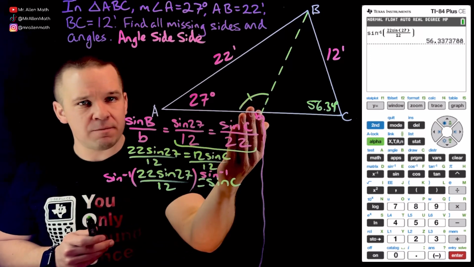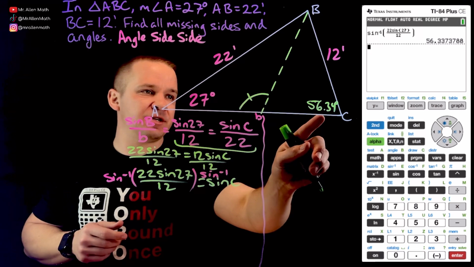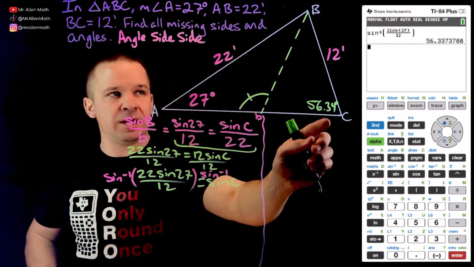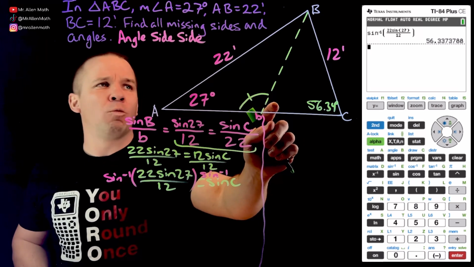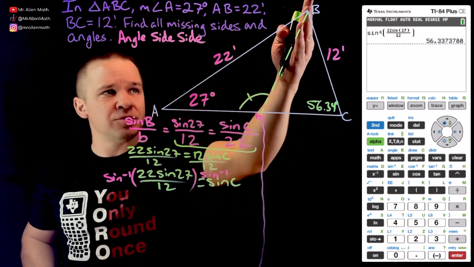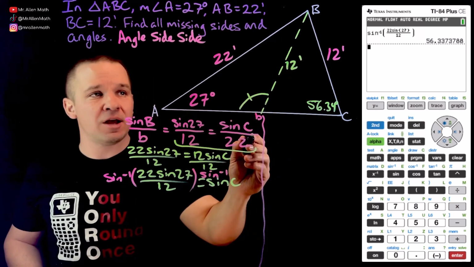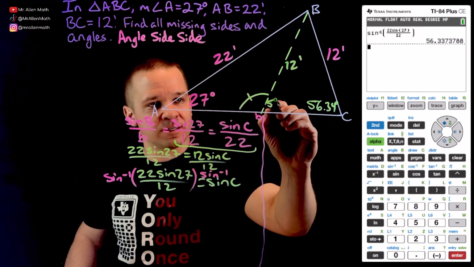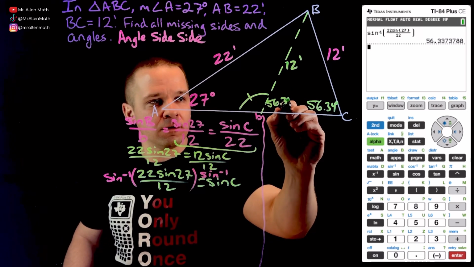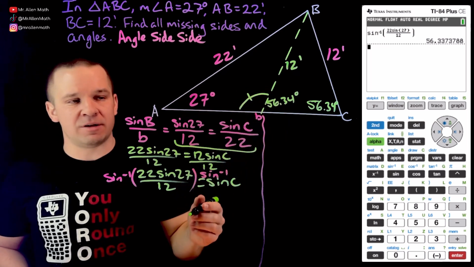So what is that potential angle? How do I get that? Well, this 56.34 degrees right here would also be right here. And why is that? If this is 12 feet, and I'm just swinging that side in, making the same triangle, this is also 12 feet. Therefore, it's an isosceles triangle, and this angle is also 56.34 degrees.